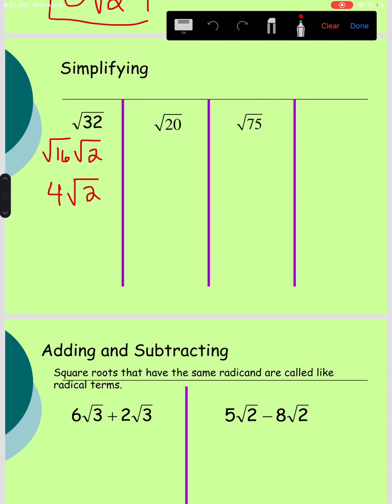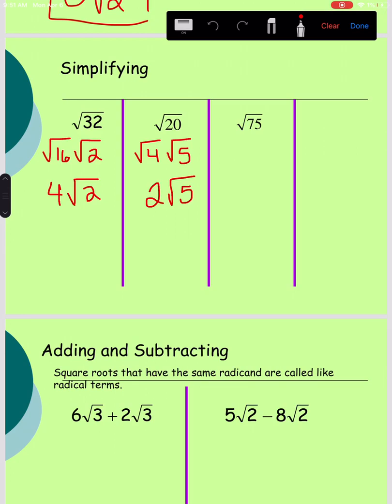The square root of 20, a perfect square that goes into 20 is 4. So we would break it up and say it's the square root of 4 times the square root of 5. And the square root of 4 is 2. And then we don't know what the square root of 5 is, so we'd leave it as radical 5.